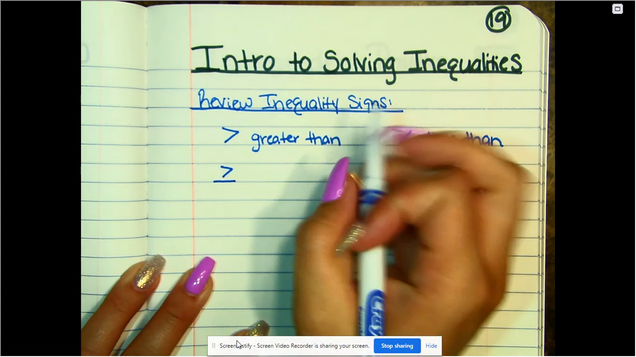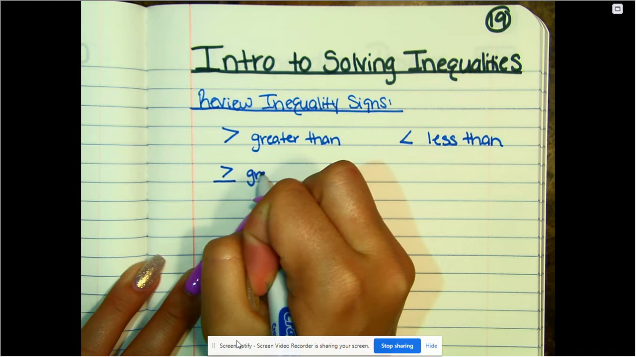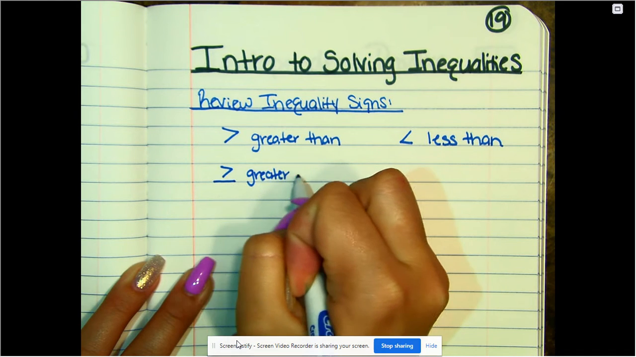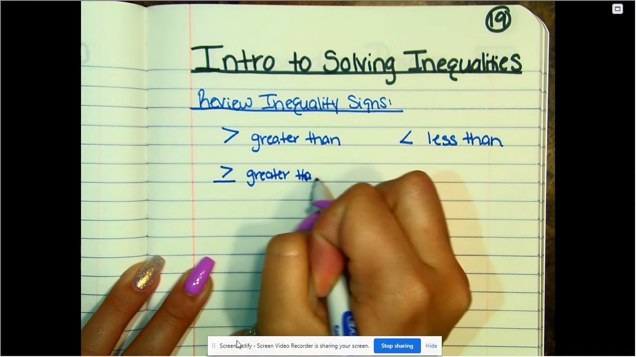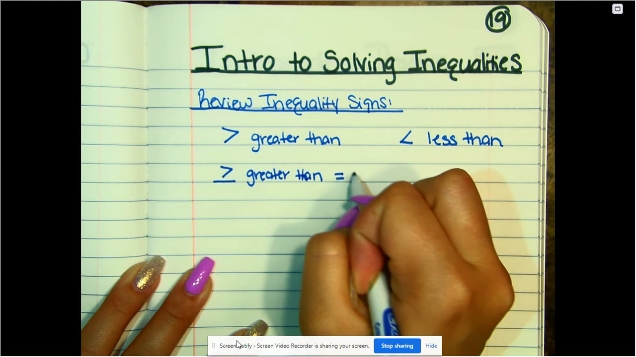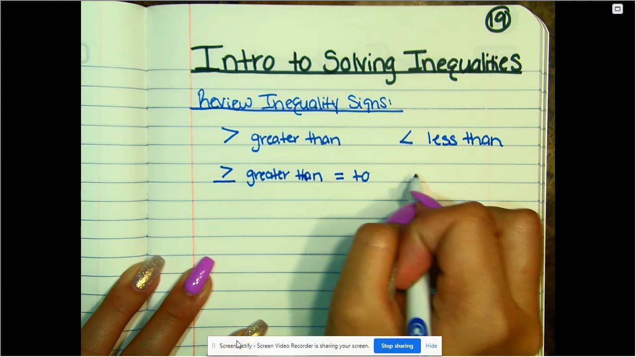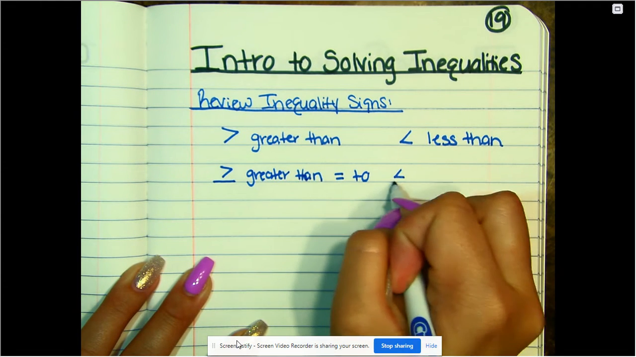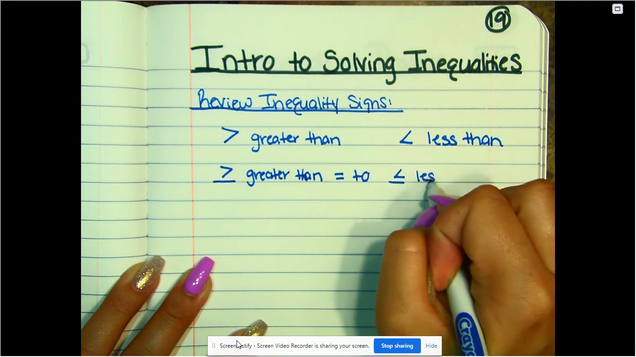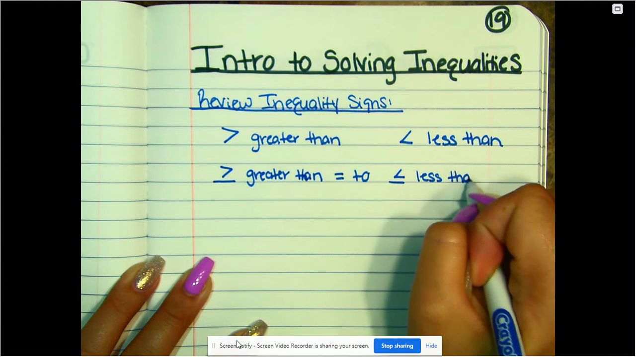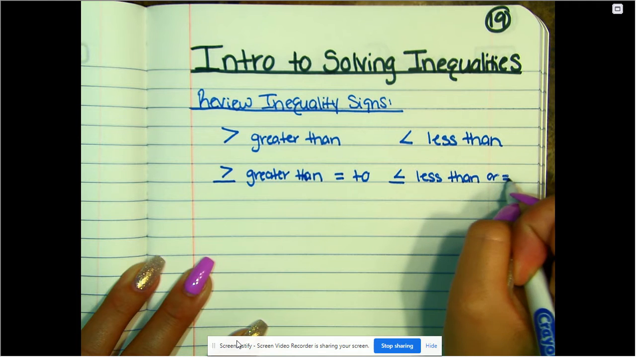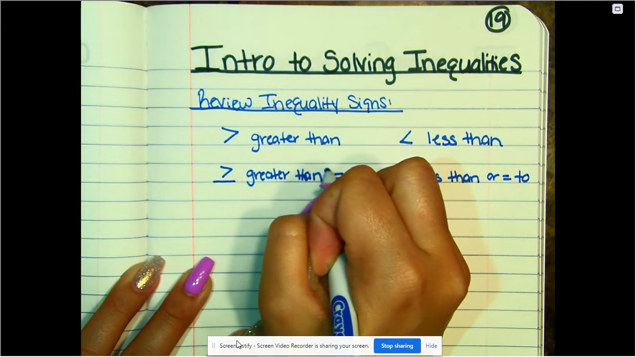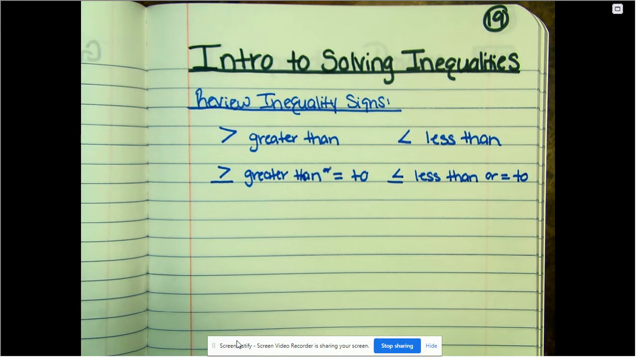We also have greater than or equal to, and that is shown by the line underneath. So this is greater than, and it can also be equal to. This one is less than or equal to.